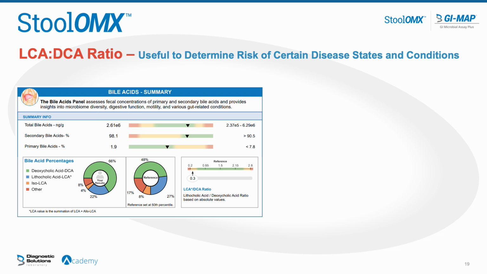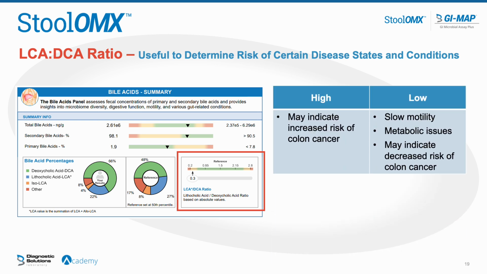We also highlight the LCA to DCA ratio. These are both secondary bile acids formed in the colon. This ratio can be useful in determining the risk of certain disease states and conditions. LCA is thought to be more toxic than DCA due to its inhibitory effects on some of our antioxidant pathways. This ratio being high could indicate an increased risk of colon cancer, and a low ratio could be associated with slow motility, metabolic issues, or may indicate a decreased risk of colon cancer.